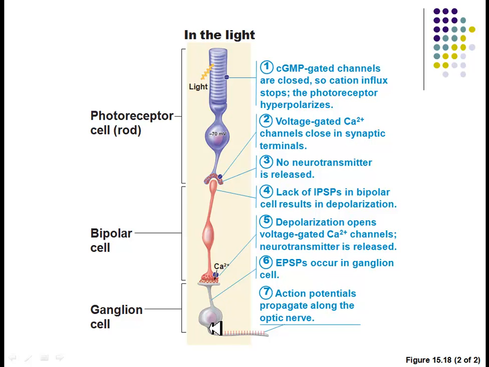Now when this one turns on, the typical action potential, sodium in, potassium out, will propagate down the nerve, and that optic nerve will send that signal to the brain, back to the occipital lobe for interpretation. And you will be having vision at this point. Without light, there is no vision.